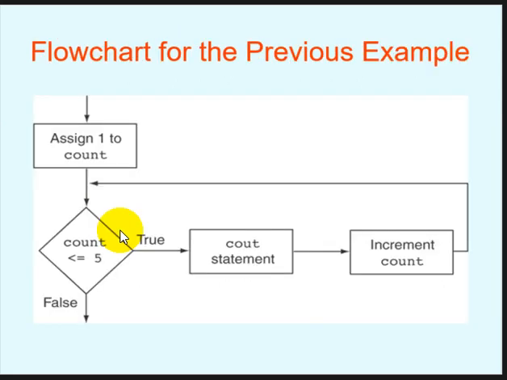The flowchart perspective of the same program is this, a flowchart of the for body. Initialization of the count variable, testing of the count variable, if it is true, cout statement, update, and then go back.